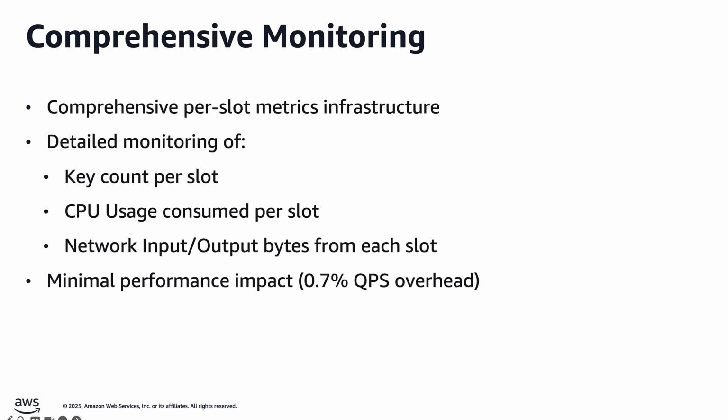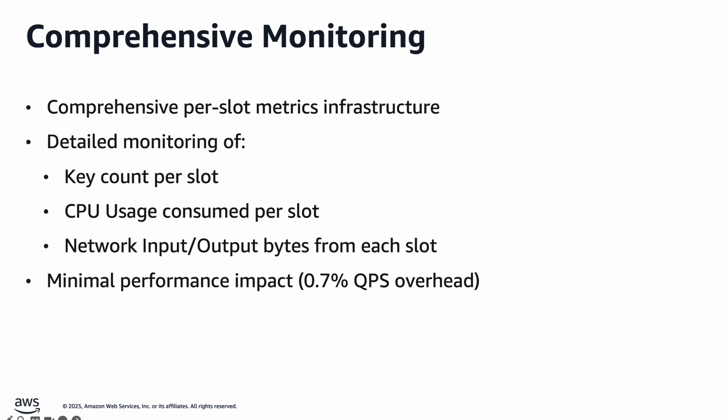Now let's look at monitoring improvements. You can't improve what you can't measure. Our new observability features give you unprecedented visibility into your cluster's performance. We're now tracking metrics at the individual slot level, which is like having a microscope for your cache performance. The beauty is that all this additional monitoring only costs you about 0.7% in terms of performance impact. That's negligible considering the insights you gain.